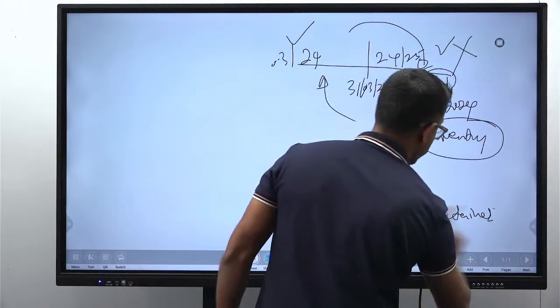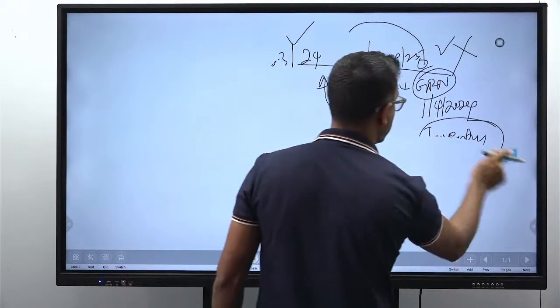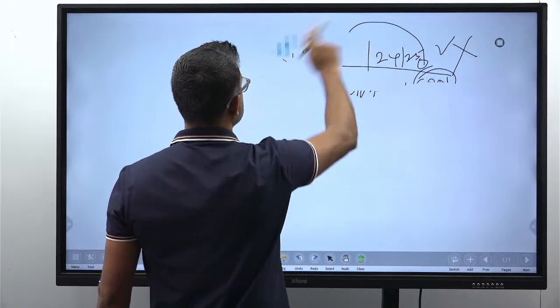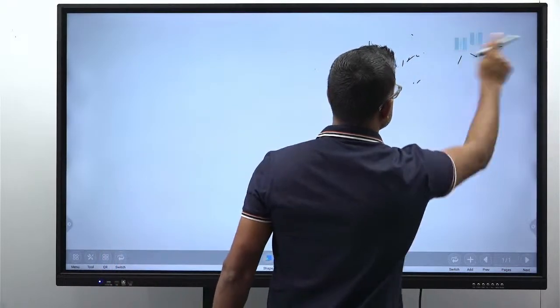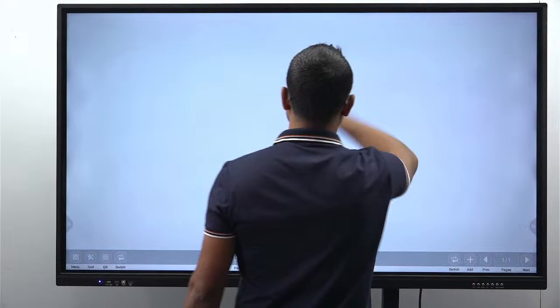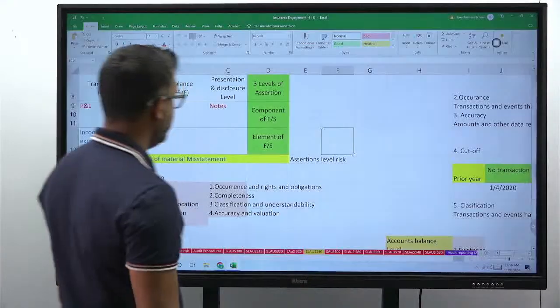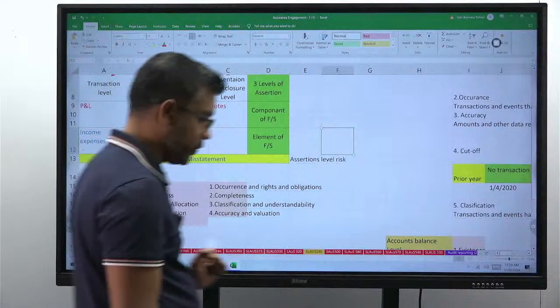This understanding of financial statement assertions is really important for me to continue the rest of the journey, the rest of the session, basically. Fine. Okay. Coming back to this, that is cut off.